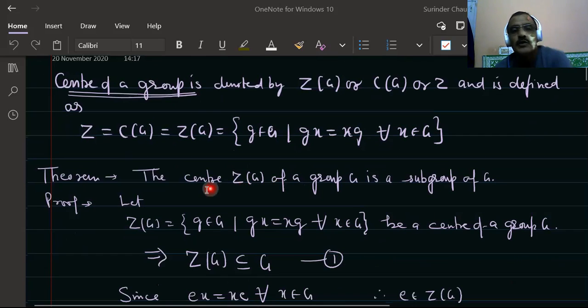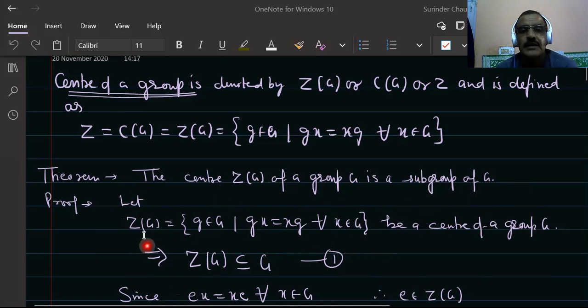Now let's prove this theorem. The center Z(G) of a group G is a subgroup of G. Proof: let G be a group and Z(G) be the center of the group. By definition, this is the set of all g belonging to G which commute with the other elements of G. The center of a group is the set of points which commute with all the elements of the group.